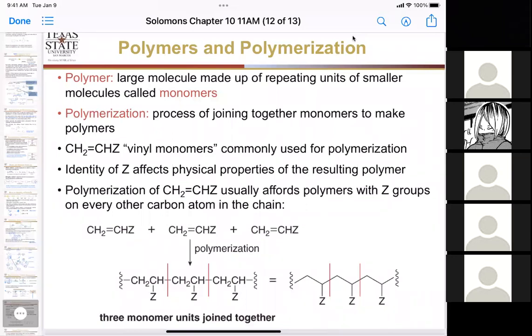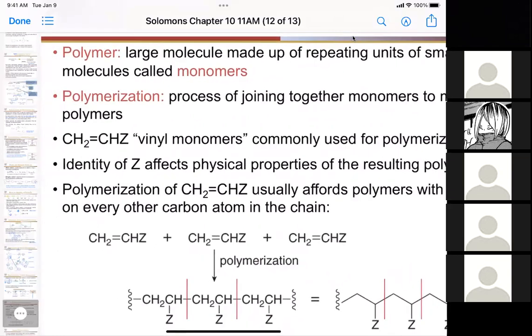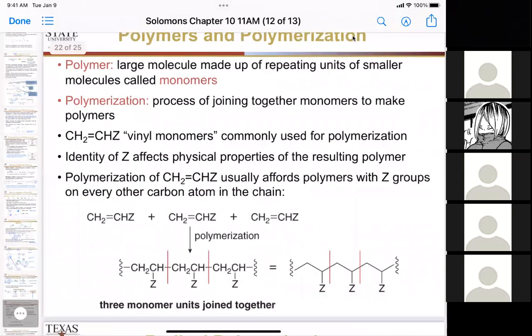Okay, so we have a wide range of vinyl monomers we can use. We can use anything that has a double bond in it. Z could be a hydrogen, Z could be a chlorine, Z could be a phenyl group, Z could be a hexyl group. It doesn't matter. But we'll see that they all react in that same reaction mechanism. Now, Z affects the properties.